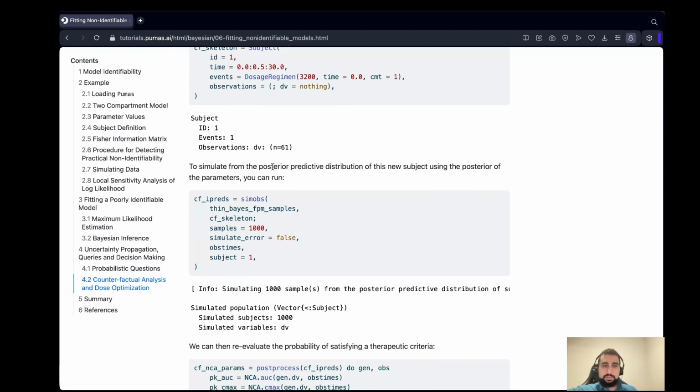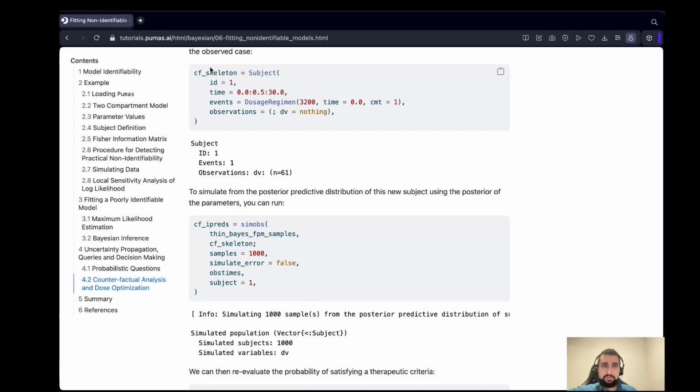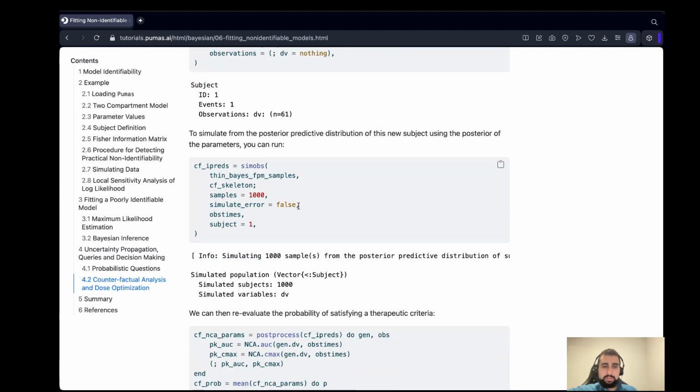Now next, what we're going to do is simulate from the posterior predictive distribution. Here I used the thinned samples in this case, and I could have used the unthinned version as well. I'm simulating about 1,000 scenarios for this new skeleton subject, or the counterfactual scenario. And again, I don't want the residual error at the end, so I switch that off.